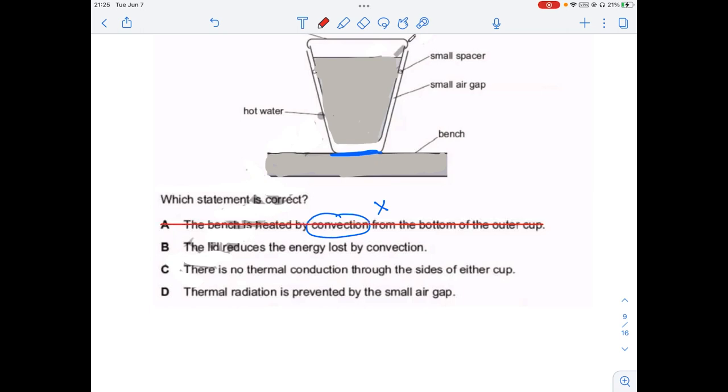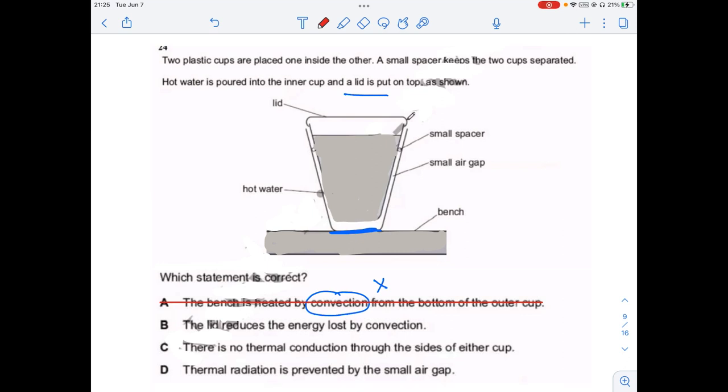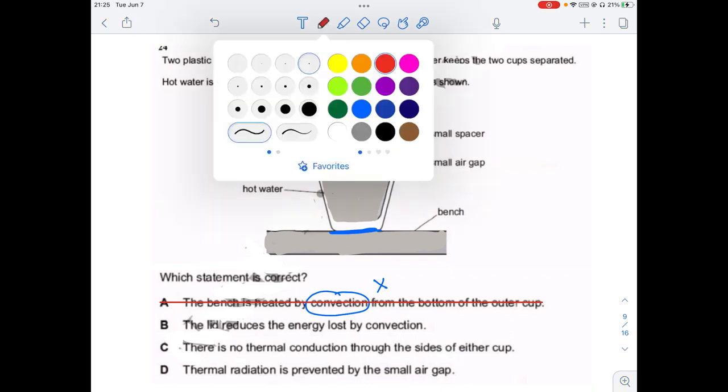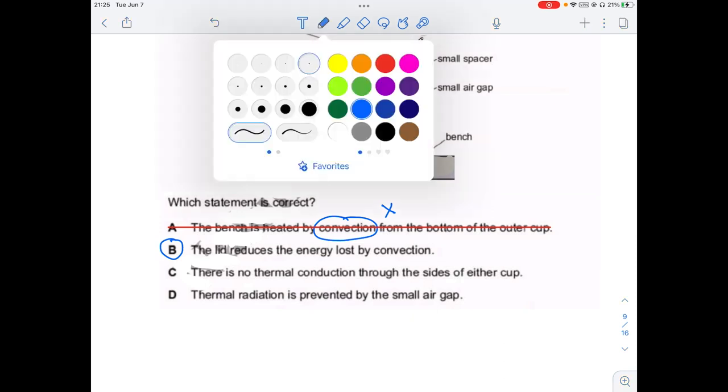Now there is the option: the lid reduces the energy lost by convection. Yes, that's going to be the correct option, because the lid will be preventing the escape of the vapors. So the lid reduces the energy lost by convection. That is going to be correct. Now what about C and D, whether they are correct or not? We should cross check that one.